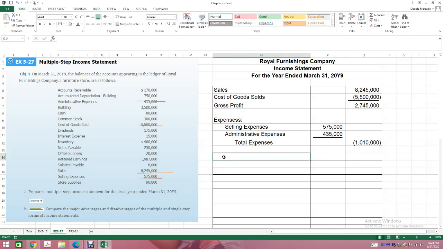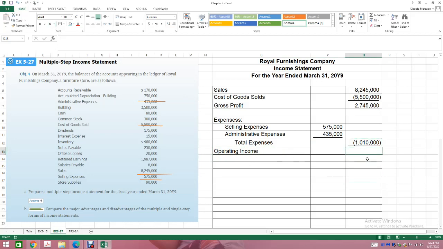Now I can calculate my operating income. I skipped a line. Let me copy that over here. Okay. So my operating income is going to be your gross profit minus your total expenses. So $2,745,000 minus $1,010,000 will give you $1,735,000.